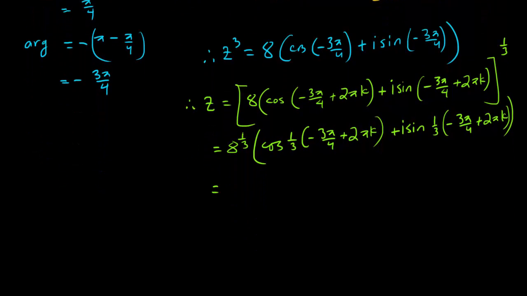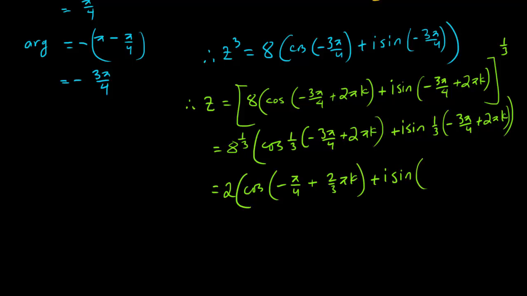So this is going to be 8 to the power 1 by 3 is 2, because 2 cubed to the power 1 by 3 is 1, so 2. And this is going to be cos of 1 by 3 into 3 pi by 4, which is minus pi by 4, plus 2 by 3 pi k, plus i sine, it is going to be the same, minus pi by 4 plus 2 by 3 pi k.